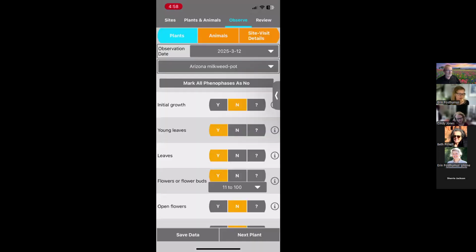And if I wanted to say, oh, actually, I think it was no for young leaves, I could change that, save the data again, and then it would update the data. But I like it as young leaves, that's correct. So I'm going to stick with that.